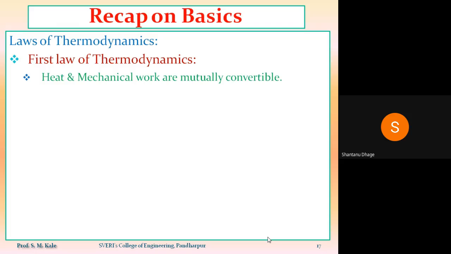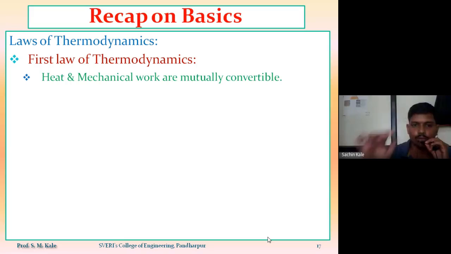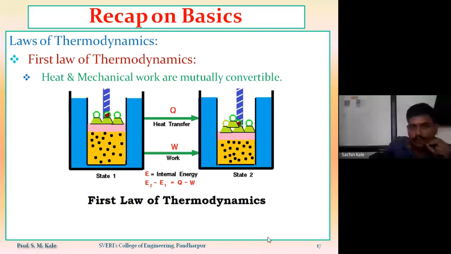Yes sir. So I will resume the lecture. So first law of thermodynamics. There are basically two statements of first law of thermodynamics. First statement is in terms of heat and mechanical work, and second statement is in terms of law of conservation of energy. So first statement says that heat and mechanical work are mutually convertible. That means this statement says that it can be transferred into.